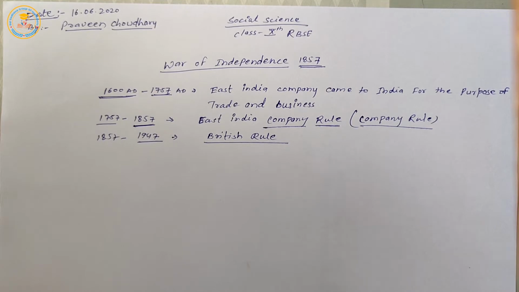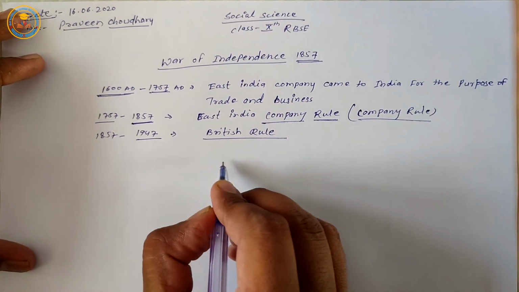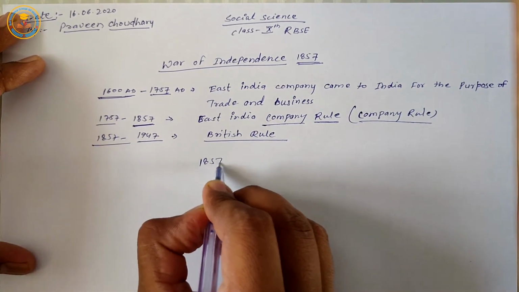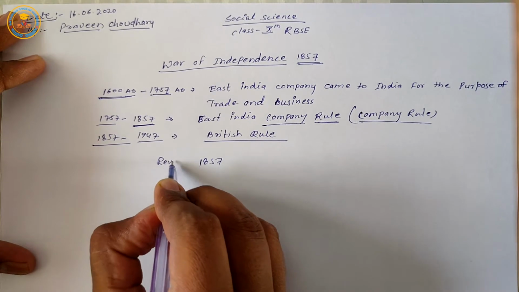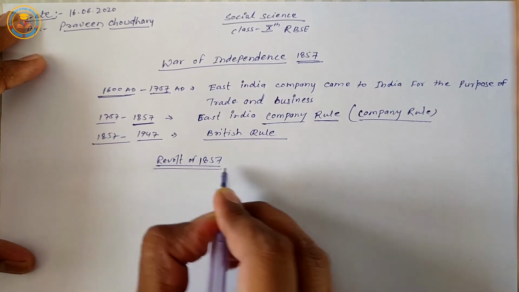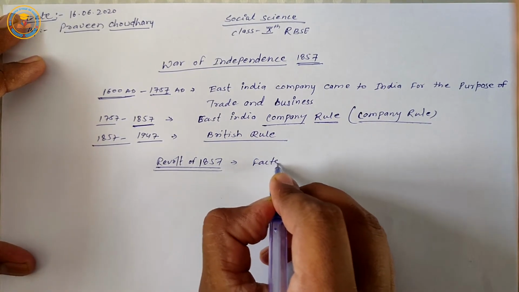The war started in 1857. So first I tell you some basic details, some important facts about the revolt of 1857.